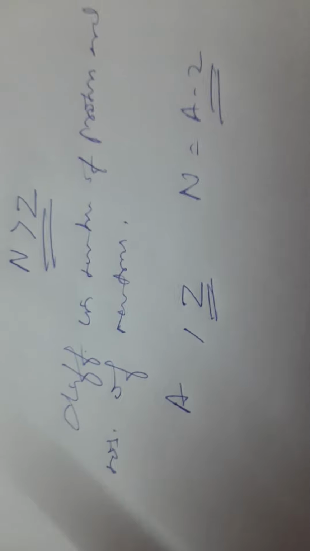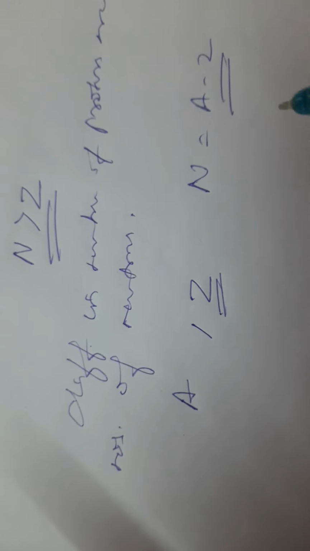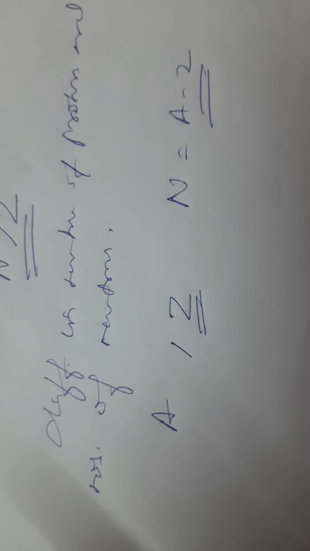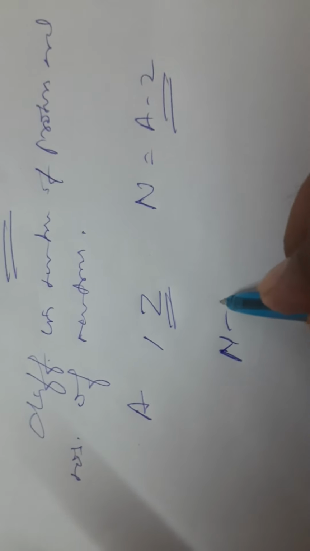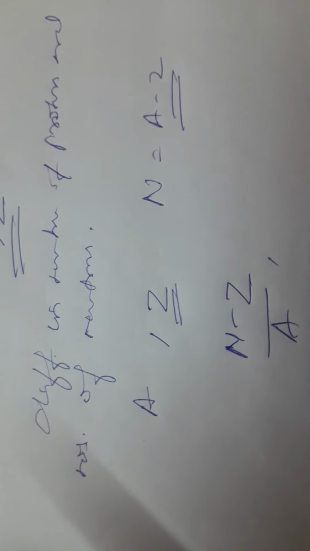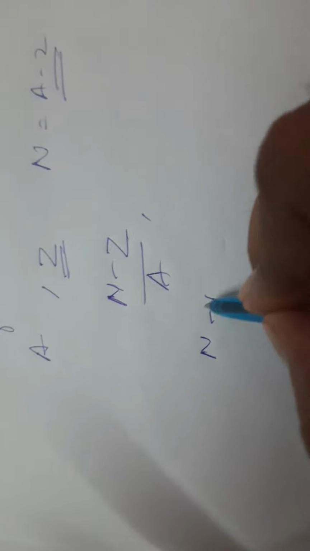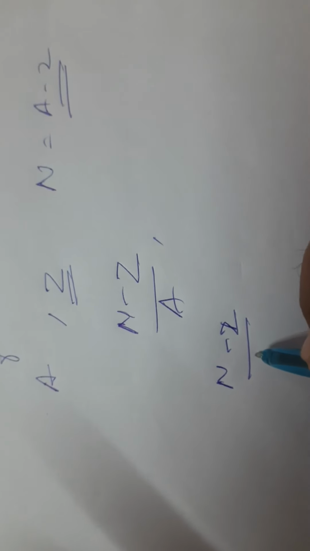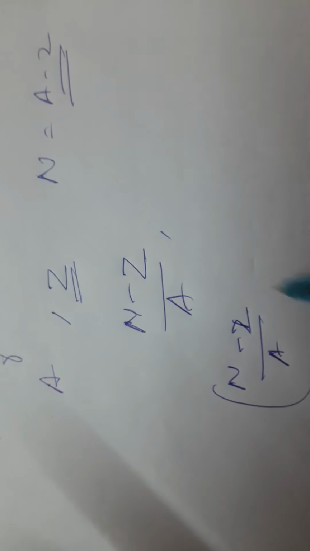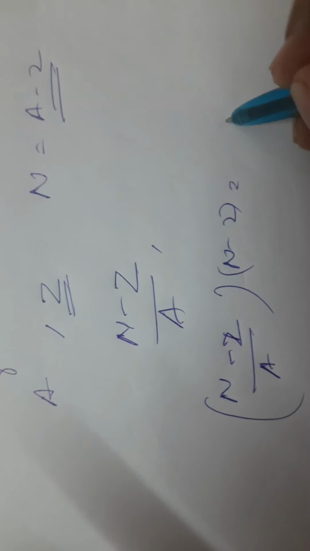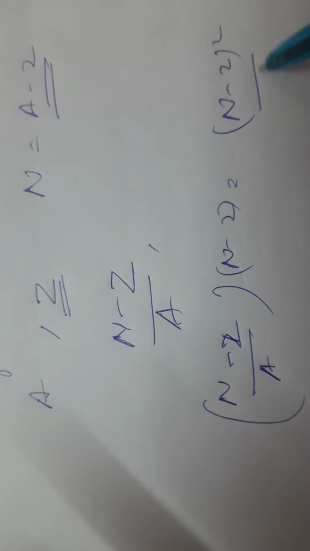Okay, so excess of neutrons over protons is N minus Z. This causes a decrease in binding energy because they are out of reach of the nucleus. Now the fraction of nuclear volume so affected is (N minus Z) by A. Therefore the net decrease in binding energy is proportional to (N minus Z) by A into (N minus Z), which is equal to (N minus Z) whole square by A.